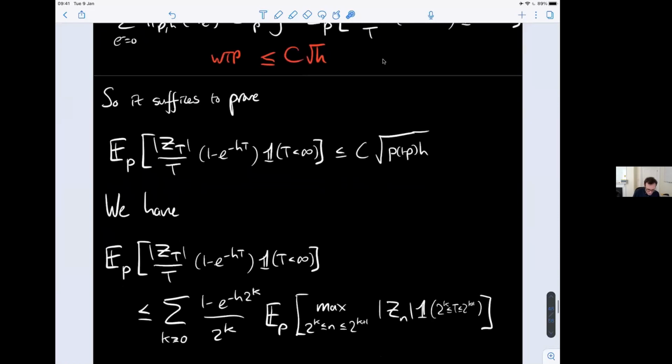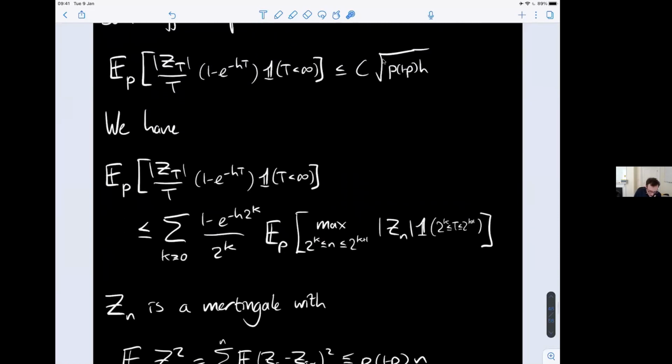So what we do, to bound this expectation, is we break it up into sums over dyadic scales. The point is that if T is between 2^k and 2^(k+1), then we can bound this by 2^k and this by, I mean, this function (1 minus e to the minus hx) over x is decreasing. Anyway, this lets you pull out this factor as if T is at the bottom of this dyadic scale.